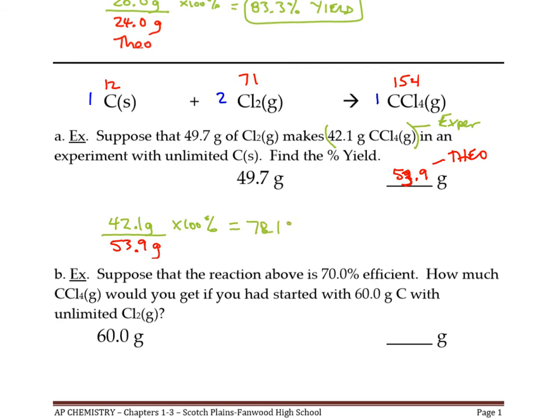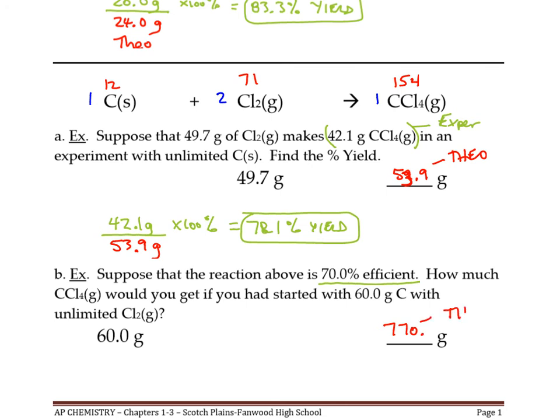Now what happens if the problem is set up a little differently, such as in part B? I'm telling you the percent yield, and I'm telling you again the 60 is what you started with. So again, we're going to do big bridge. We're going to do 60 divided by 1 divided by 12 times 154 times 1. We find out that we're really supposed to make 770 grams of the product, so that's my theoretical.